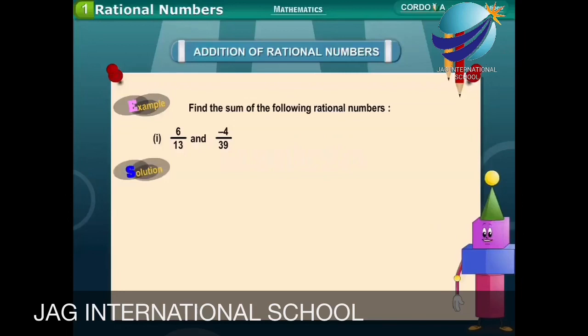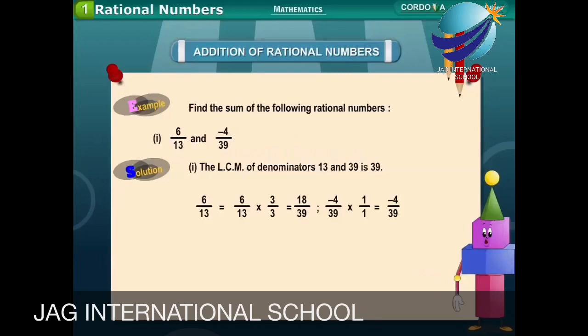Solution: The LCM of denominators 13 and 39 is 39. 6/13 = 6/13 × 3/3 = 18/39. -4/39 × 1/1 = -4/39. 6/13 + (-4/39) = 18/39 - 4/39 = (18 - 4)/39 = 14/39.